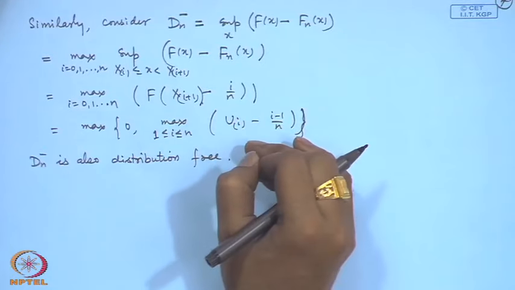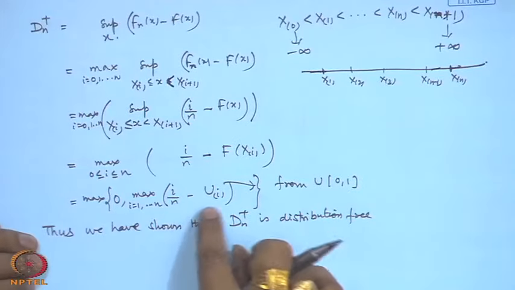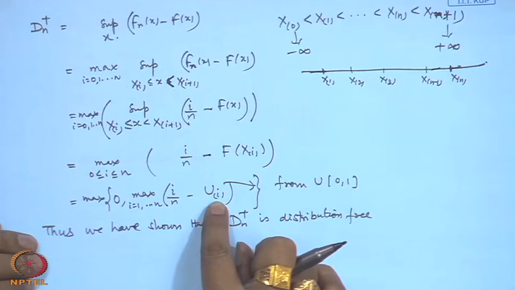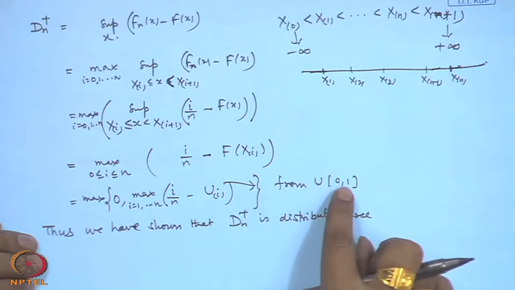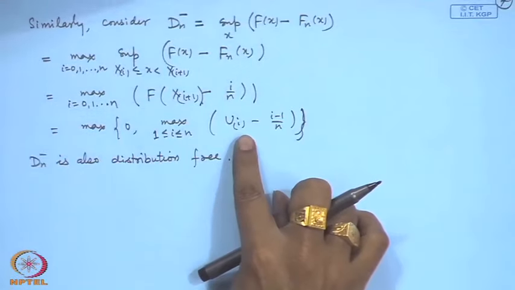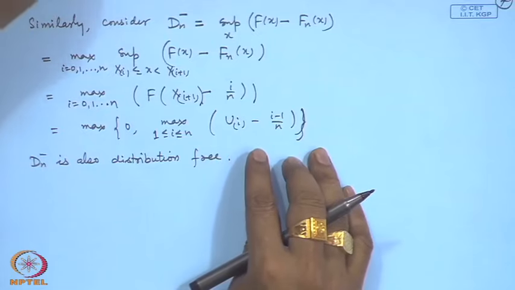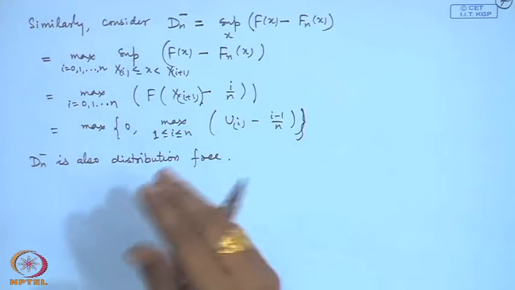Now, first thing is that we are able to derive the form of D_n plus and D_n minus in terms of the order statistics from uniform 0,1. The distribution of u_(i) is known, that we have derived as the beta distributions. Now, here the form that is coming out is the maximums. That means, when we are considering several dependently distributed random variables, then what is the distribution of the maximum of that, and then again maximum of the two. Let me express it here.